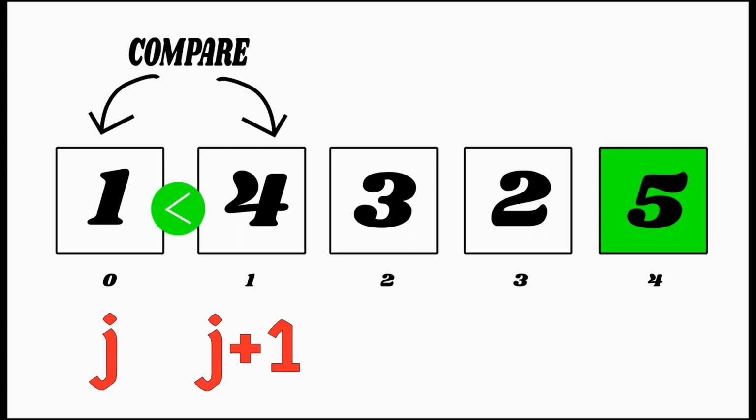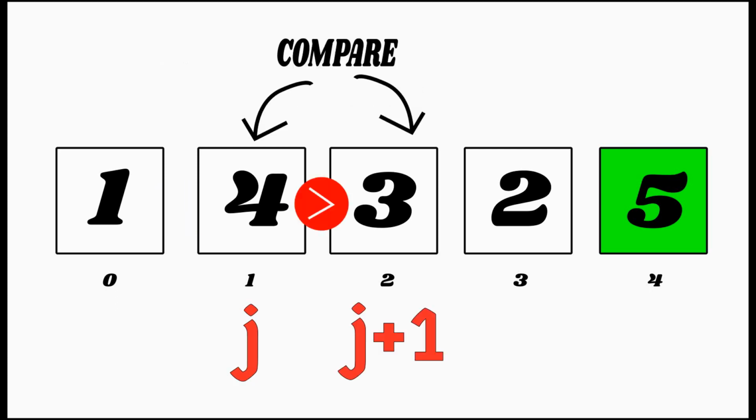After the end of pass 1, we can carry out pass 2. We follow the same steps in pass 2 like we did in pass 1, but this time we will not perform our sorting operation on the last element, which is 5 and which is already sorted. So here you can see that we are performing the second pass of our bubble sort algorithm.